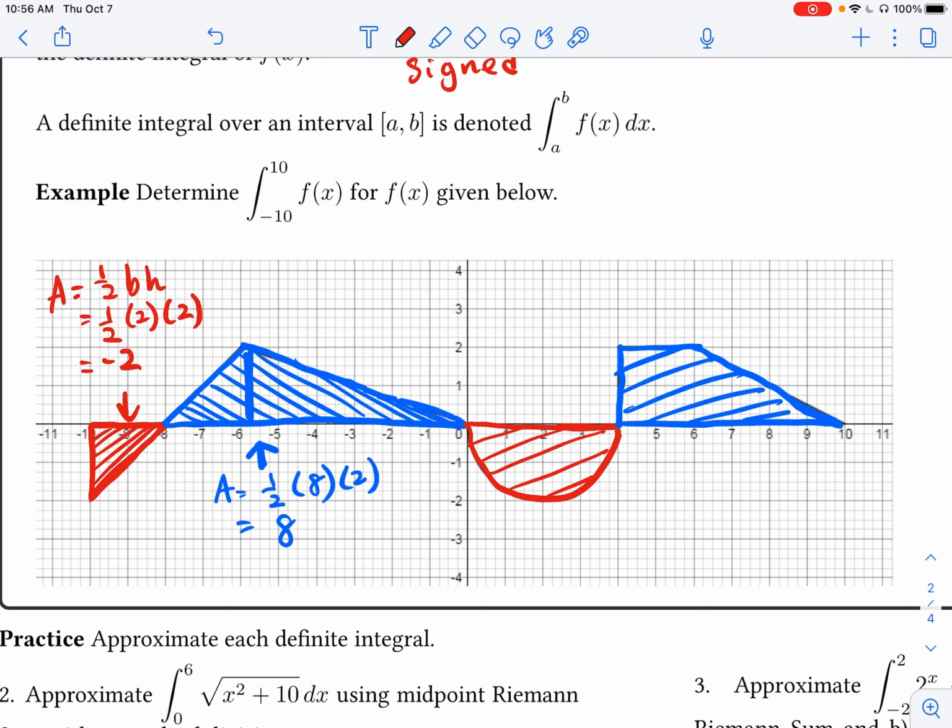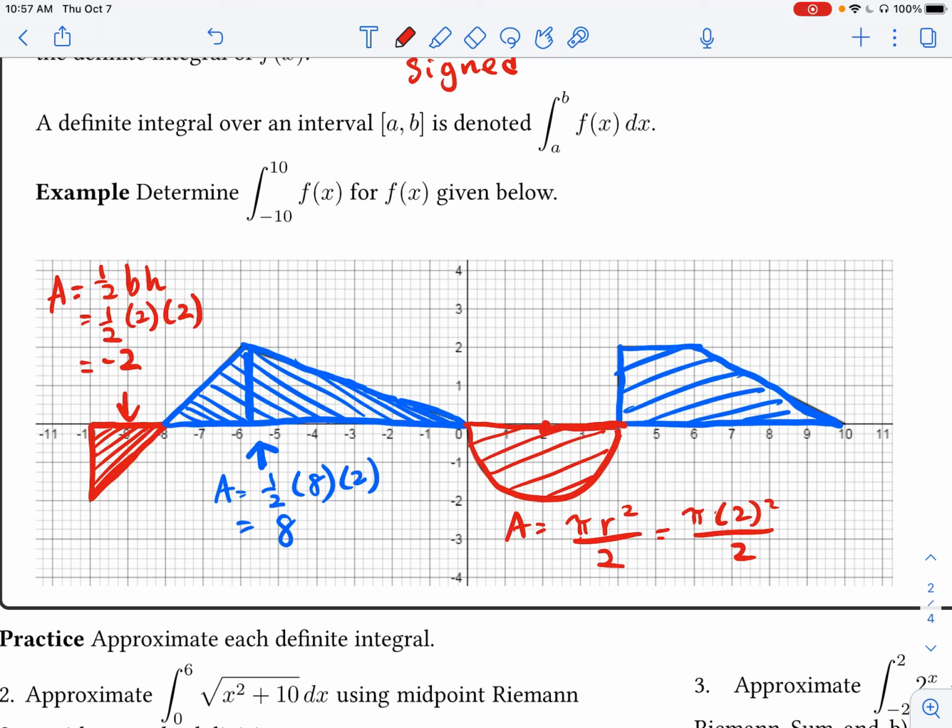Now let's look at this semicircle here. We know this area is pi r squared, all of this divided by 2, because it's a semicircle. And what is the radius in this particular problem? The radius is this distance from 2 to 4. So it's going to be pi times 2 squared, all of that over 2, because again, it's a semicircle.